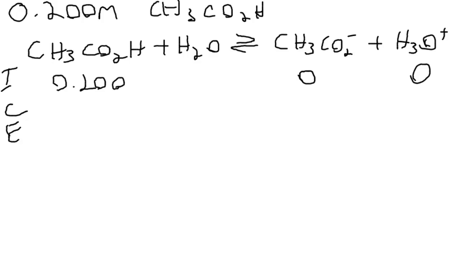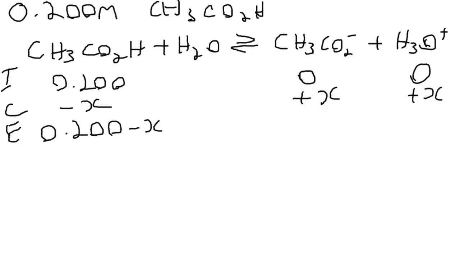You can't go to negative concentration, so we're going to lose some of the acetic acid. We'll get the same number of moles of acetate formed and the same number of moles of H3O+. So every one acetic acid that breaks down is going to give us one acetate and one H3O+. At equilibrium, this will be 0.2 minus X, and this will just be 0 plus X, so it's X and X.